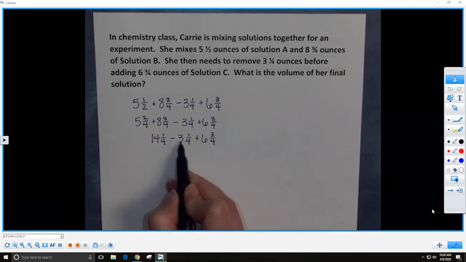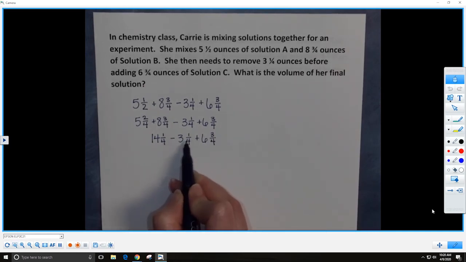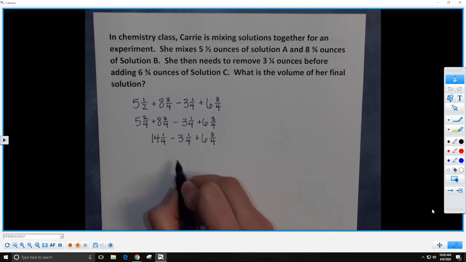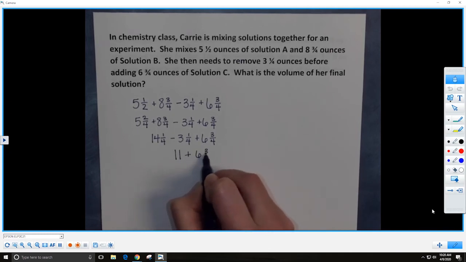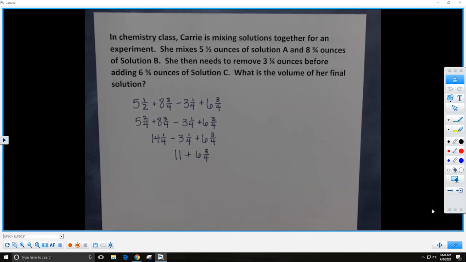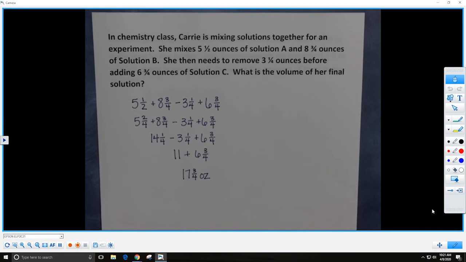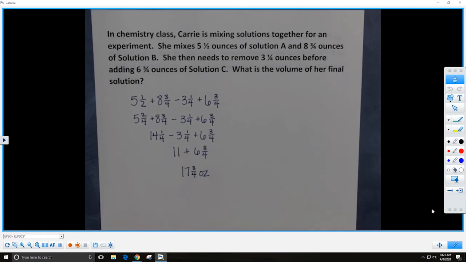Now let's subtract 3 1/4. 14 1/4 minus 3 1/4 is 11. Now we'll add 6 3/4. So Carrie's experiment's volume is 17 3/4 ounces. Did you get it? Great work. Let's do one more problem together.